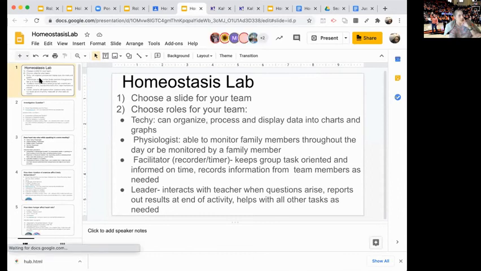So that very first slide is where it says, here are some of the roles. If your group wants to change some of these roles and you all want to be physiologists and share certain things, that's fine. Just change it and tell me on your slide what each person's doing, okay? So that's where that part is.